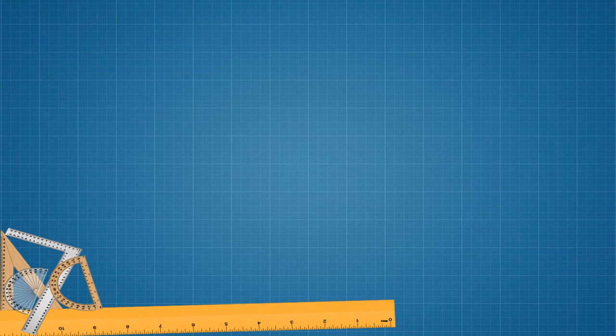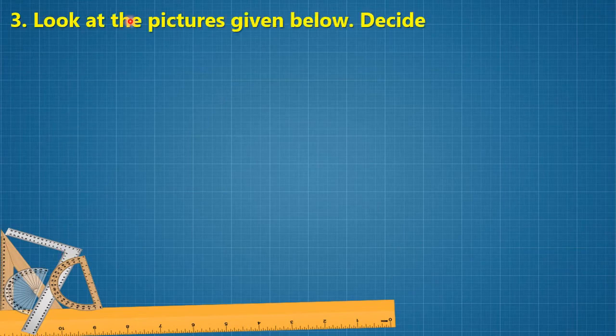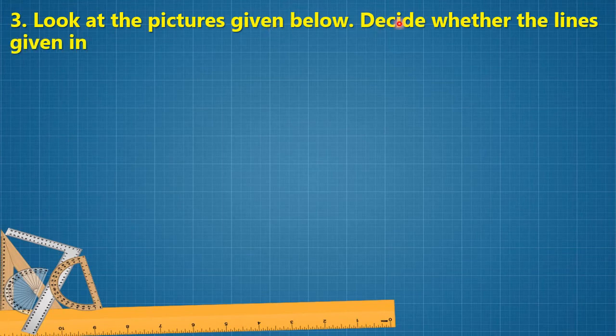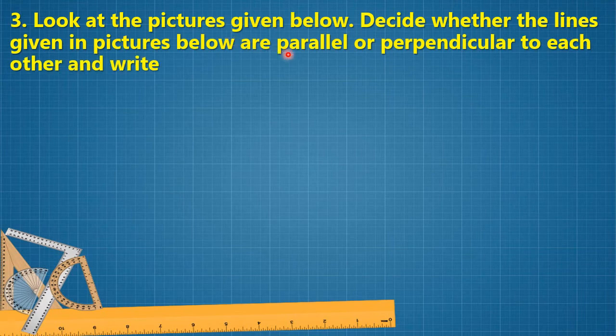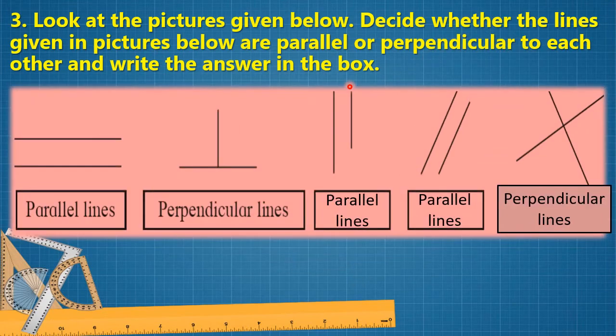Next question is, look at the pictures given below. Decide whether the lines given in pictures below are parallel or perpendicular to each other and write the answer in the box. So here, as you can see, the pictures of various lines are given and boxes are also given, and we have to write whether the given lines are parallel or perpendicular to each other.